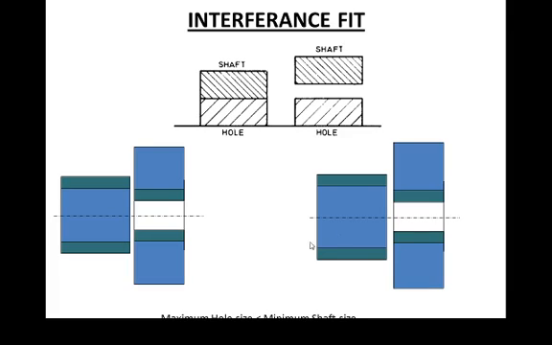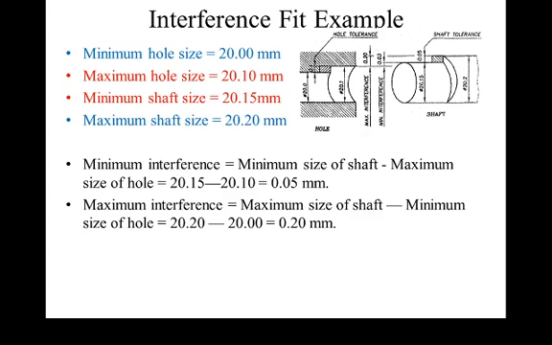Now, as you have seen, this is the maximum size of hole, minimum size of hole, minimum size of shaft and maximum size of shaft. The minimum size of shaft is greater than the maximum size of hole, therefore it is definitely an interference fit.